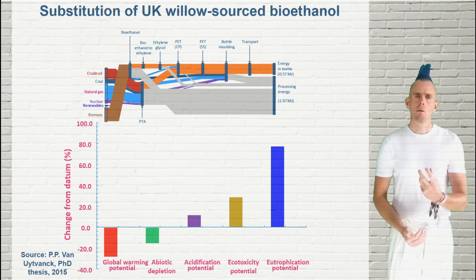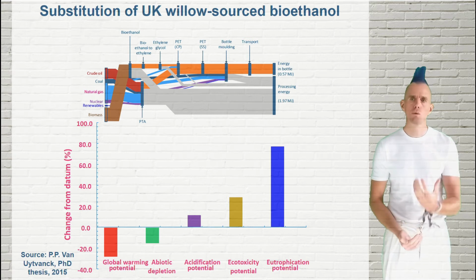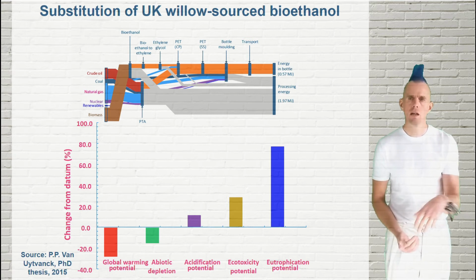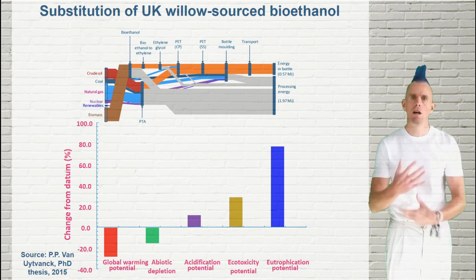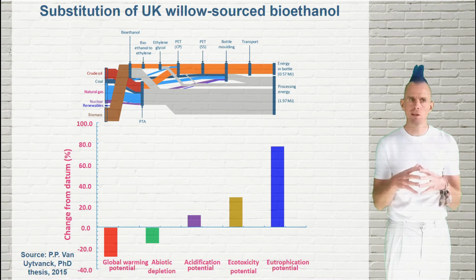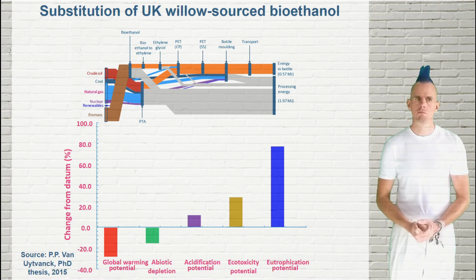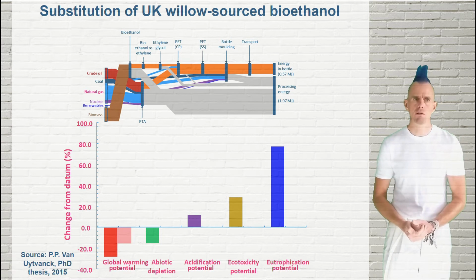Now, what happens if we use a different source of bioethanol? What happens if we use a cellulosic feedstock sourced locally within the UK for UK production of plastic bottles? So we've changed our definition slightly because we're now looking within the UK for the manufacturing process. What happens if we use willow trees? Well, let's look at the same metrics.